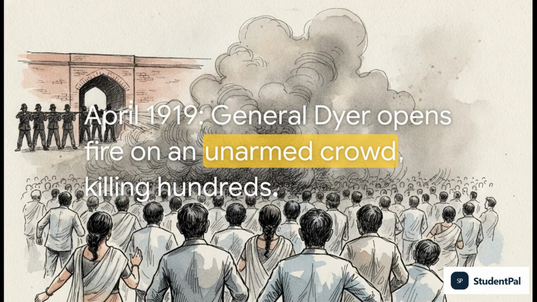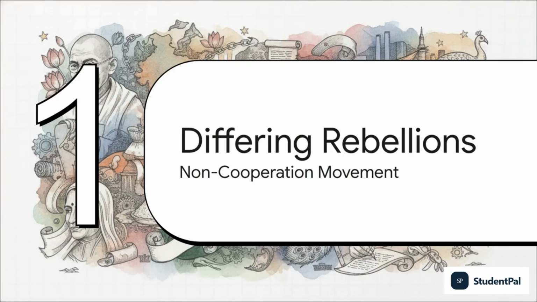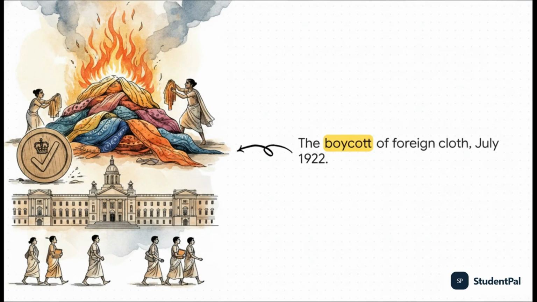Section 4. Differing Rebellions and the Non-Cooperation Movement. Seeing all the furious violence spread after Jallianwala Bagh, Gandhi realized a crucial truth. A nationwide movement simply couldn't succeed without total Hindu-Muslim unity. This realization led him to support the Khilafat issue, joining forces with prominent Muslim leaders like Muhammad Ali and Shaukat Ali. Together, they launched the massive non-cooperation movement in January 1921.